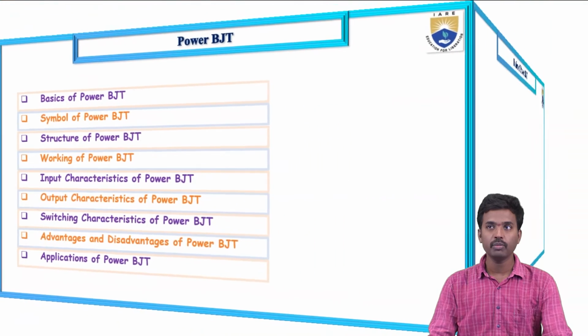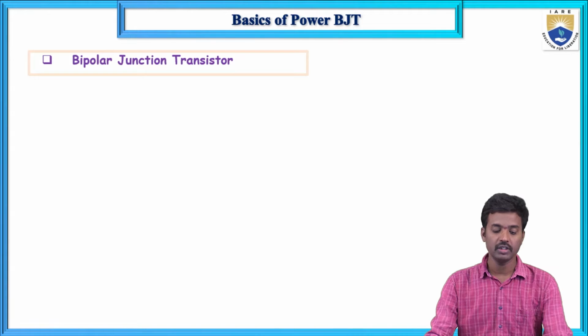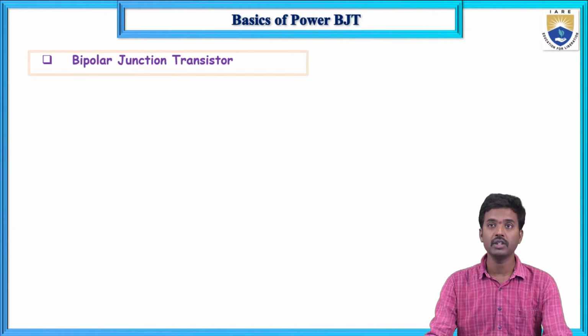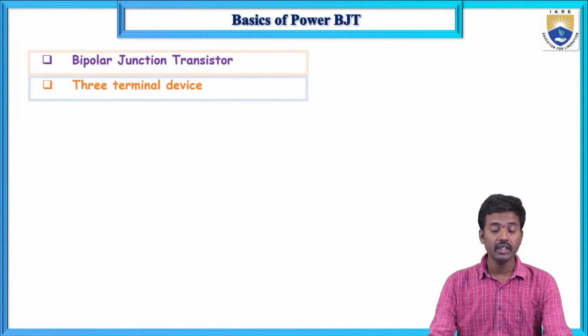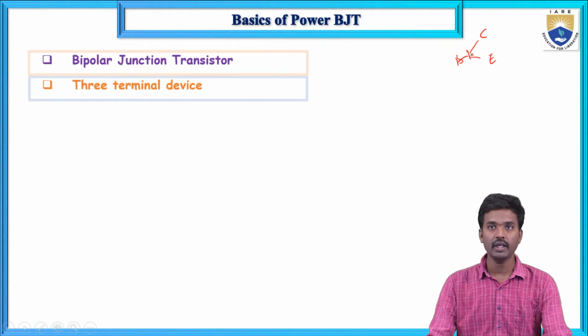So now here, first, the basics of power BJT. Power BJT is a bipolar junction transistor. The full name for BJT is bipolar junction transistor. It has three terminals. The terminals are collector, emitter and base. Three terminals: collector, base and emitter. And here we have four layers.